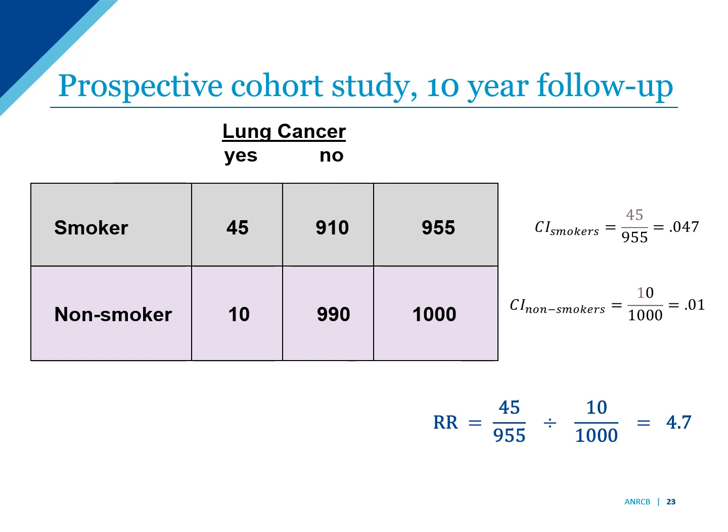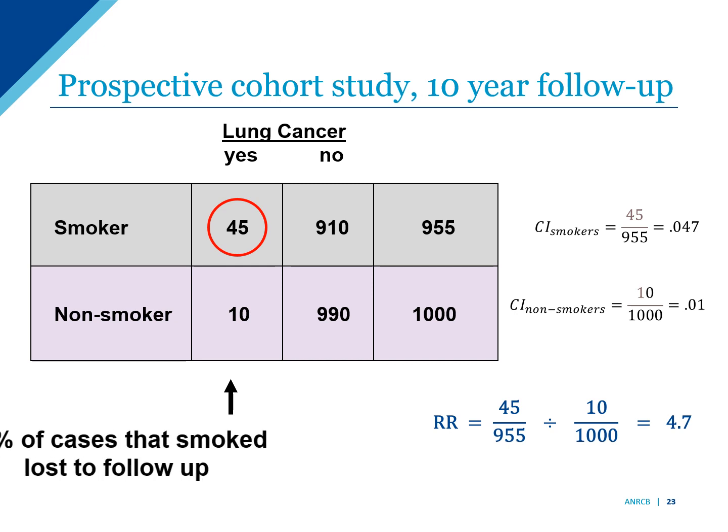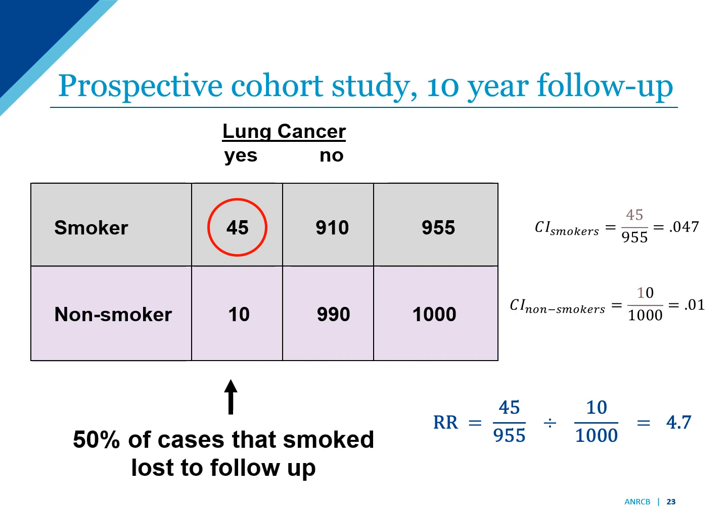Imagine that we find only 45 smokers that develop lung cancer, and our total number of smokers in the study is reduced to 955. That would mean that half of cases that smoked were lost to follow-up. We would instead believe that our risk of lung cancer in smokers is only 4.7 times greater than the risk in non-smokers. Our results are biased toward the null hypothesis.